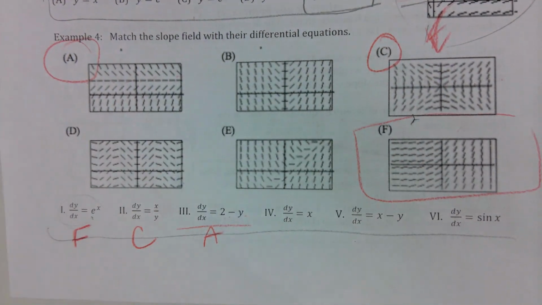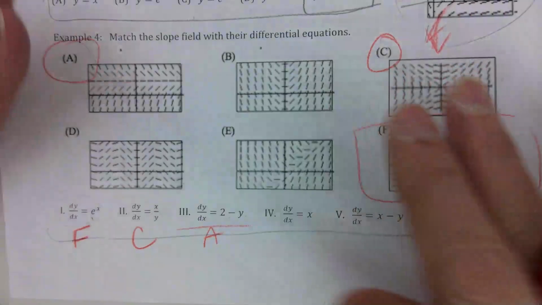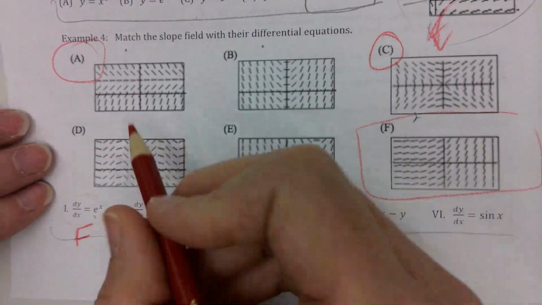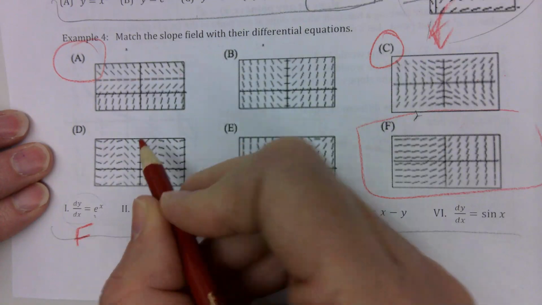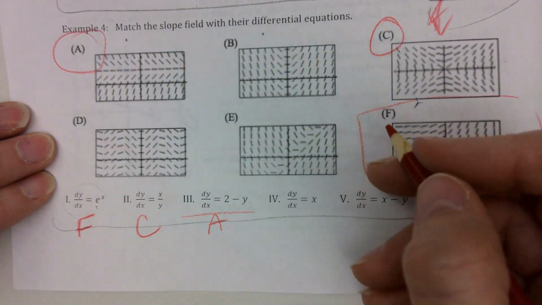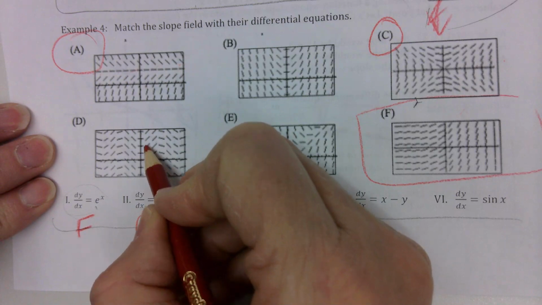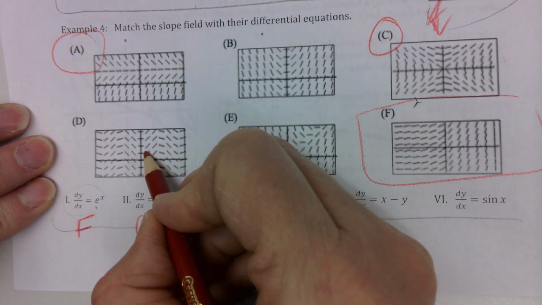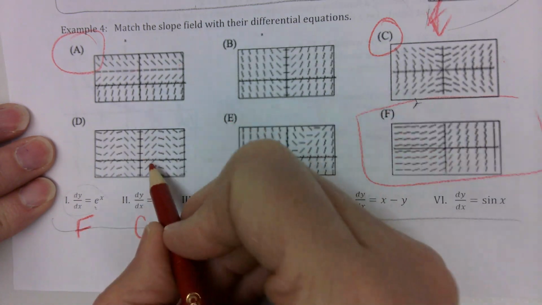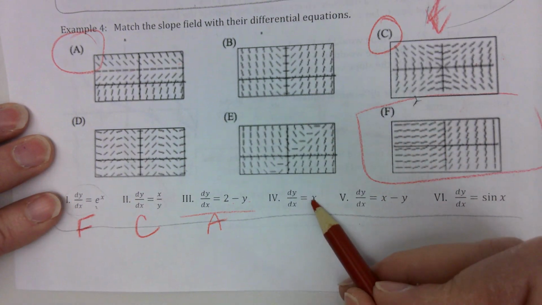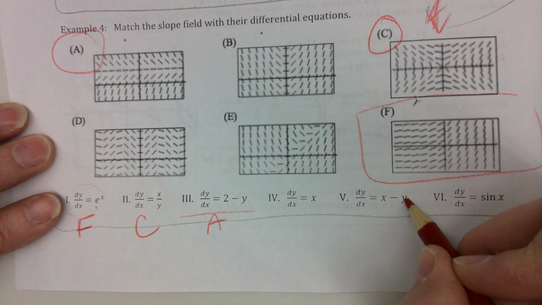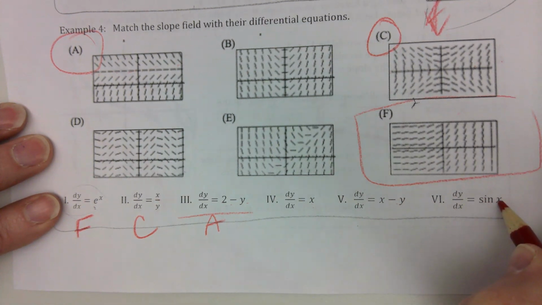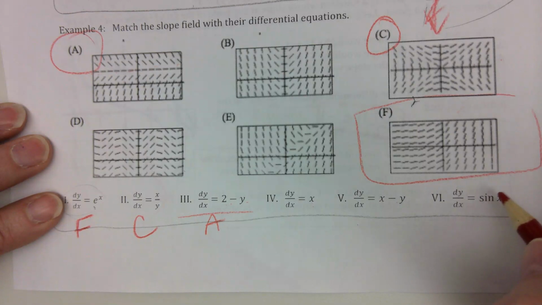If all else fails, if you've narrowed it down to 2 or 3, then what I do is I pick a point. So for D, I'm picking the point 1, 1. What is the slope for 1, 1? 1. So 1 works for that one. 1 minus 0 works for that one. The sine of 1? Well, yeah, I guess it does.